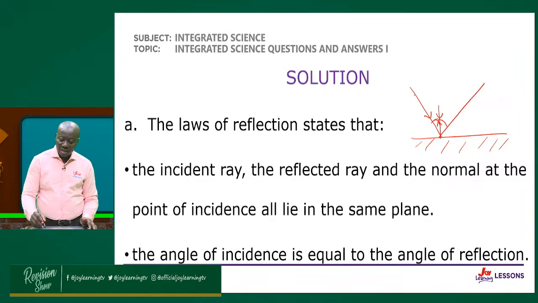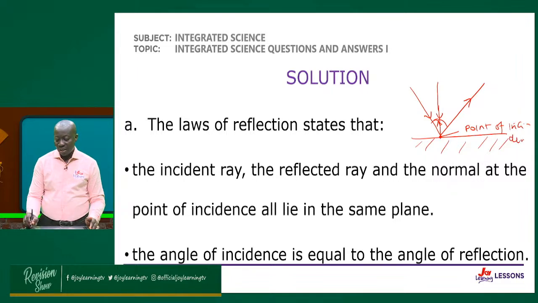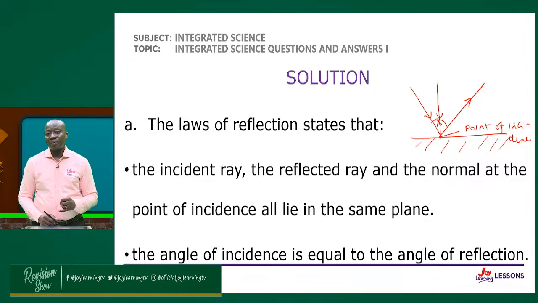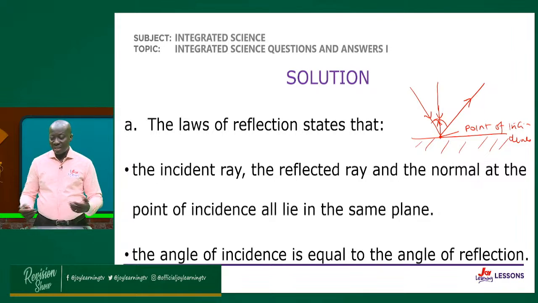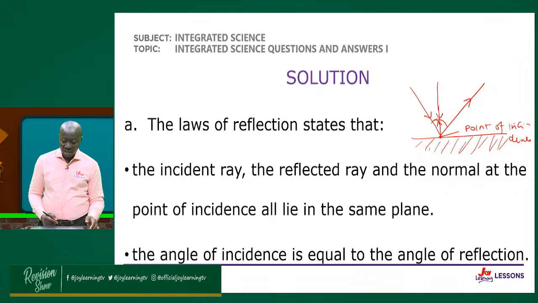So we call this ray the incident ray, and the one that is 90 degrees or perpendicular to the surface of the mirror, the normal. And the ray that is moving away from that point, that joint, is what we call the point of incidence. That is where the rays meet. So the law says that the incident ray, the reflected ray, and the normal at the point of incidence all lie in the same plane. They all lie on the same plane.